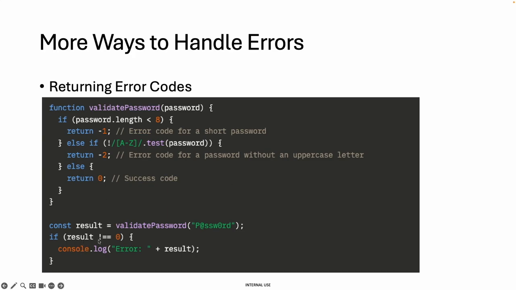So here, if the result is equal to -1, you're going to log out the error there. If the result is equal to -2, we're going to log out the error there, etc., etc. Or as long as it's not equal to 0, because 0 is equal to the success, we're going to log out the error.